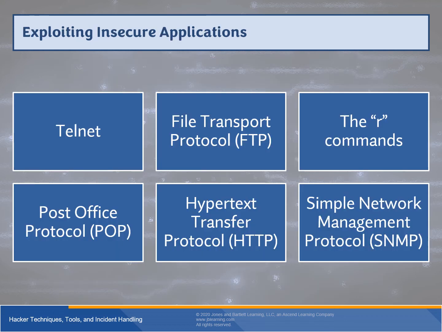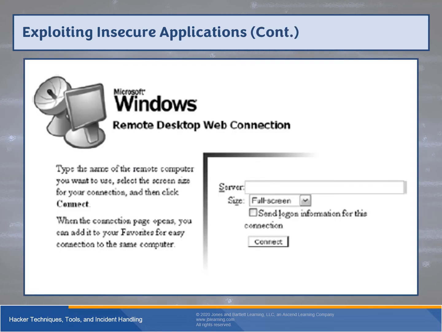Insecure applications, we already know, things like Telnet, file transport protocol, the R commands, post office protocol, hypertext transfer, website protocol. That's fairly common for exploitation. And then SNMP, that one gets used a lot. Here we can see remote desktop web connection through Windows. We have all kinds of different things that can be run through that.